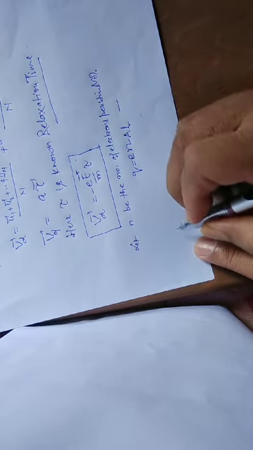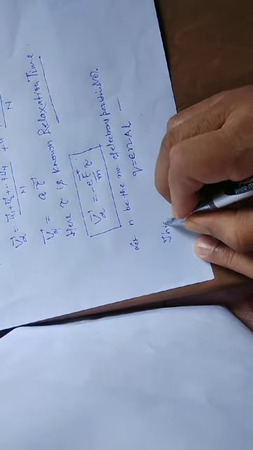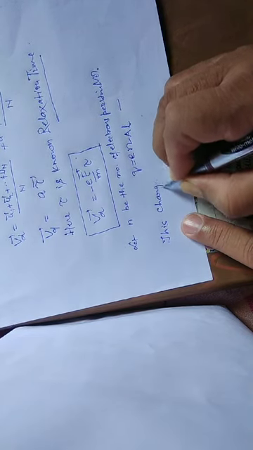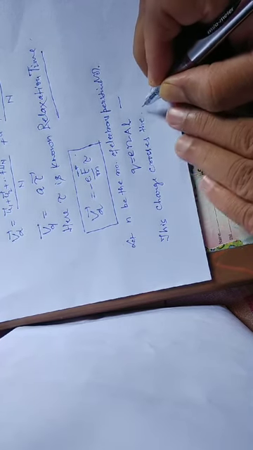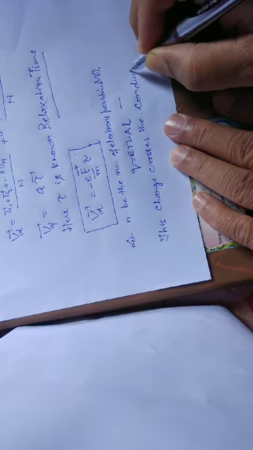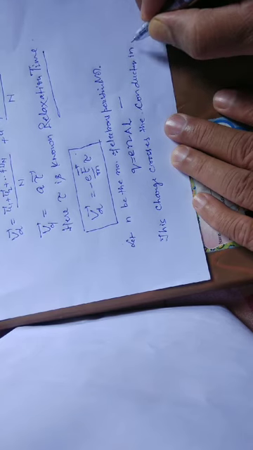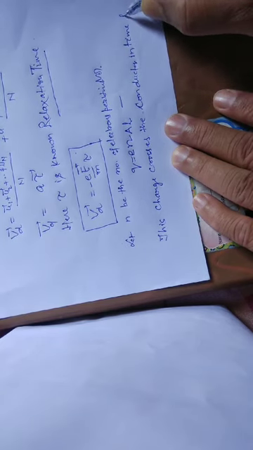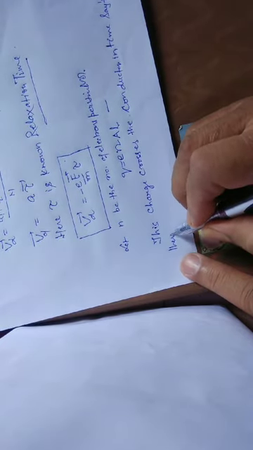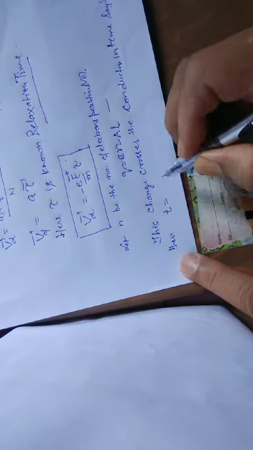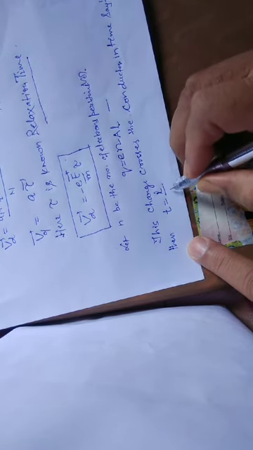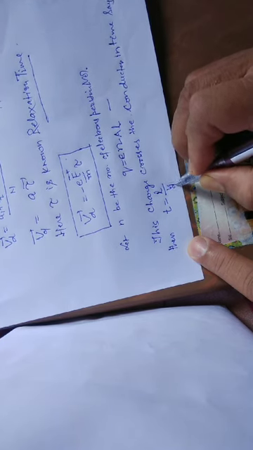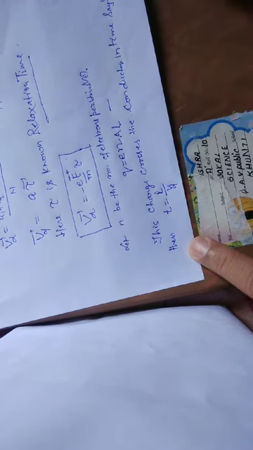Now, this charge crosses the conductor in time, say t. Then t is equal to distance by speed, which gives the time L by Vd. This will give you the value of t.